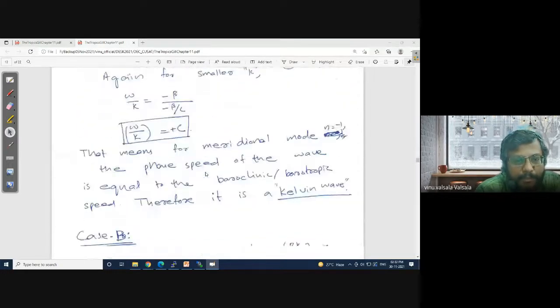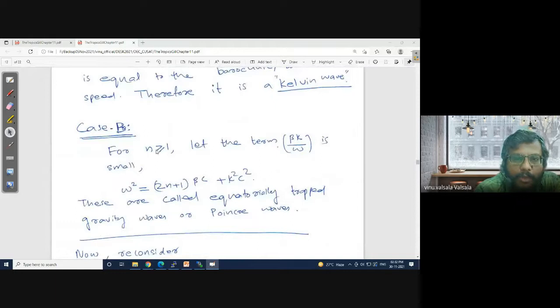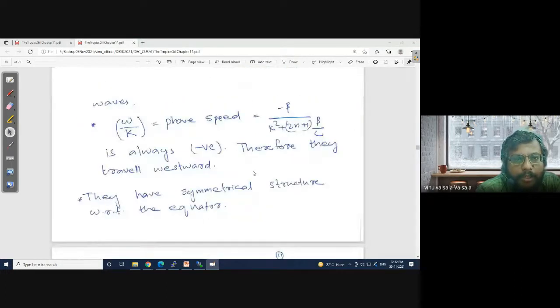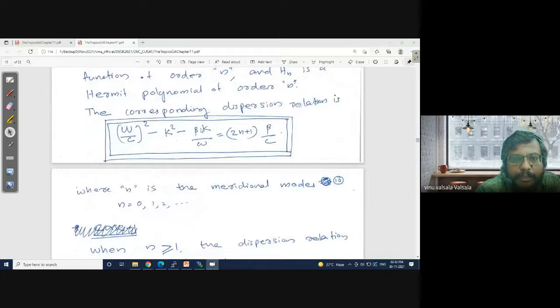What are the case B category? Now for n equal to 1 or higher, let the term beta k by omega be small. Where is that coming from? Let's go back to our total dispersion relation here. Beta k by omega, let us assume this is small. This is small for high frequency waves. So as omega increases, this term gets decreased. So for very high frequency waves, we can neglect this term relative to the first term.